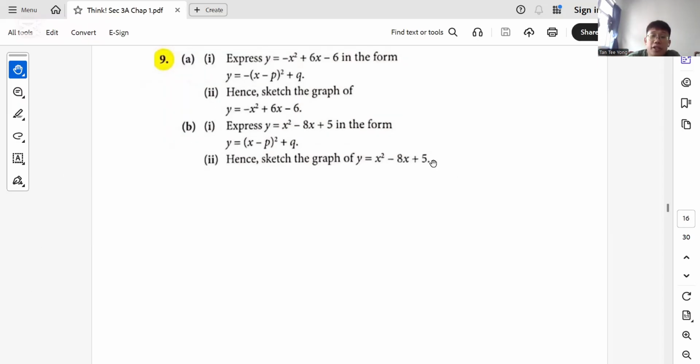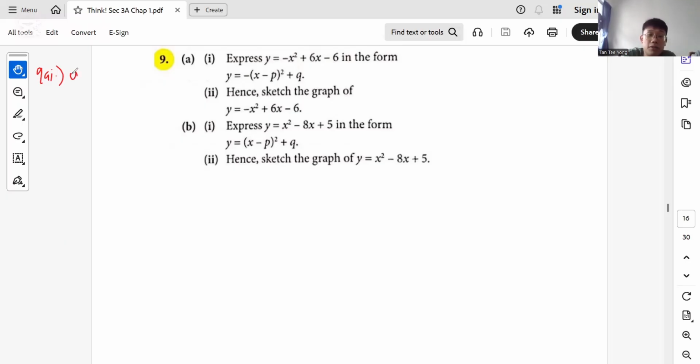Okay, let's go through question 9a together. I'm going to skip 9b. It's almost the same as the previous, and I went through quite a few questions already. So let's just do 9a, and this is going to be the last question that I'm going to cover for this exercise. So 9a: express this in completed square form. So 9a part 1.